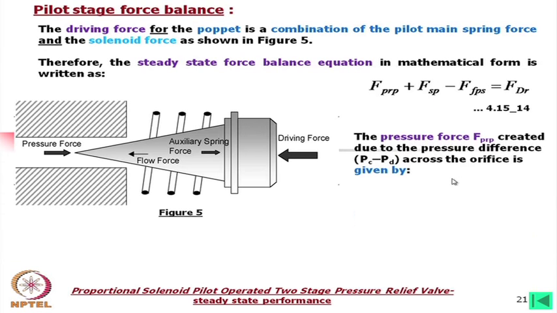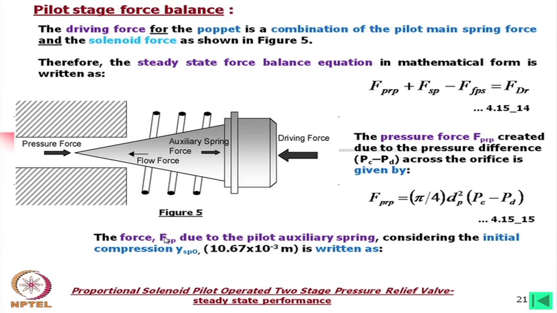Okay. Now, the pressure force is created due to the pressure difference. So, if we know the pressure difference, we can estimate what the force will be, and then knowing this area, we can also calculate the flow force. So, this force is directly given by this formula, and then the spring force, this was experimentally measured, considering the initial compression is this much, this formula can be written like this. This is the displacement at the zero position and this is the actual displacement, and from there we can find out what the spring force will be.